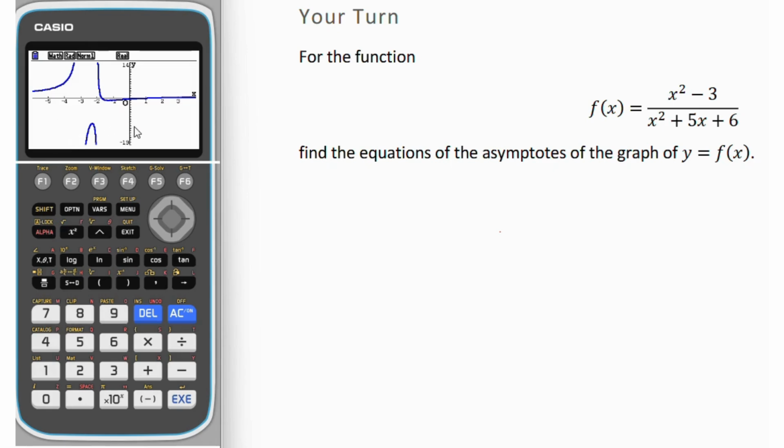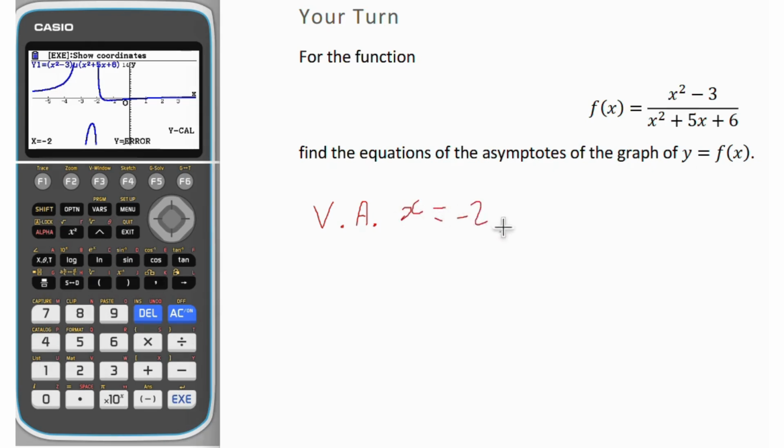Now, I need to find the asymptotes. So the asymptotes, first of all, I'm going to look at the vertical asymptotes. Vertical asymptotes look like they're coming through maybe here and here. That one looks more likely to be -2. So we're going to do a g-solve, y-calc at -2, and we get an error. So that means that x equals -2 is indeed one of the vertical asymptotes, because there is no value at -2.